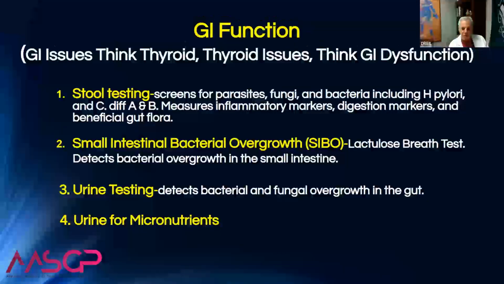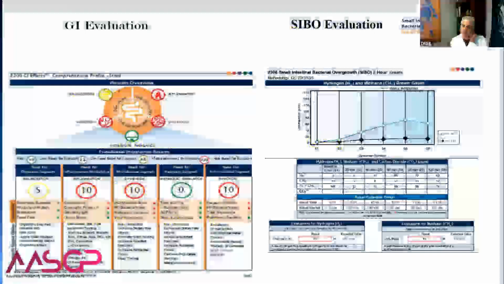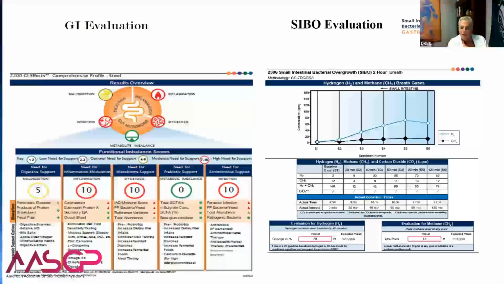That's a lactulose test. You drink a little lactulose and you breathe into a bag, and it will measure the gases in there, methane and hydrogen, that should not be there. You can do urine testing for bacterial or fungal overgrowth. You can do urine testing and serum testing for micronutrients. Here's a couple of tests that we use.